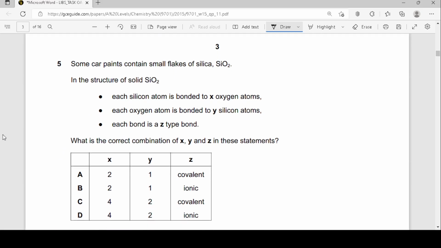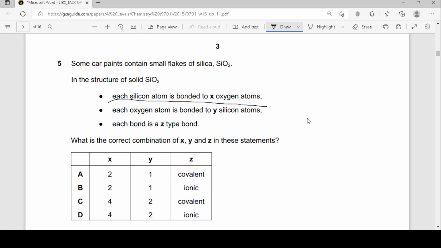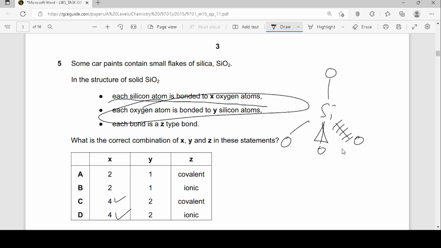Yeah? Alright. Some carpanes contain small flakes of silica, SiO2. In the structure of solid SiO2, each silicon atom is bonded to X oxygen atoms. So SiO2, the simplified formula would actually say Si2O4. You can write it as that, I suppose. So Si2O4, what does that mean? That each silicon atom is actually bonded to 4 oxygen atoms, and this should be drawn like this, I suppose, better. So it's 4 oxygen atoms, and each oxygen atom is bonded to how many silicon atoms? So it's sort of like this.